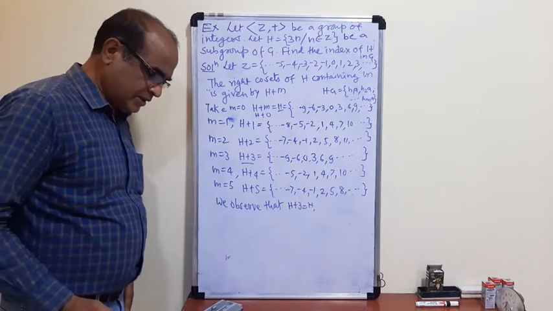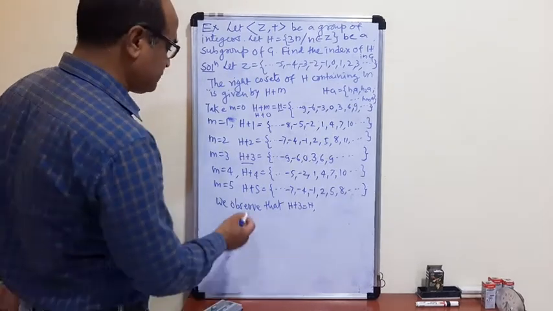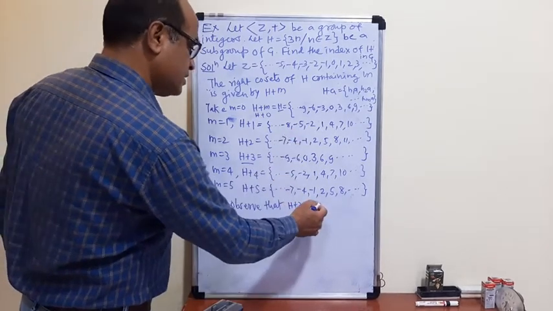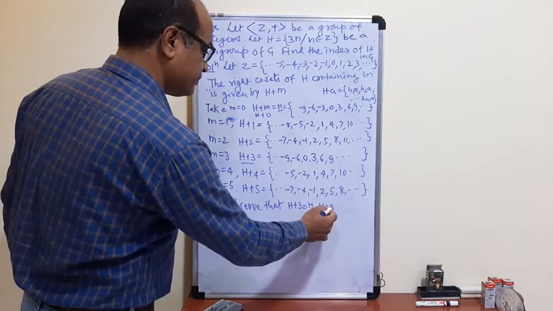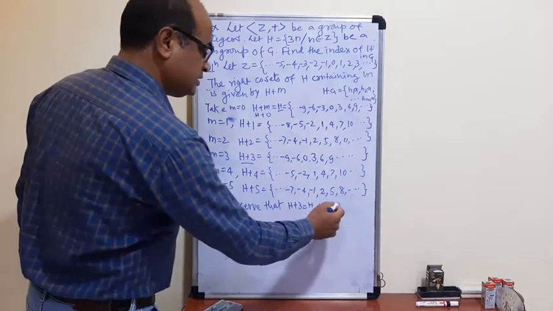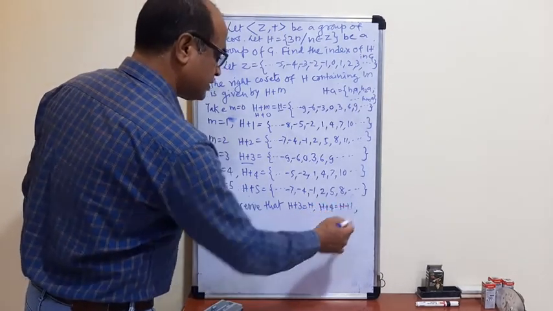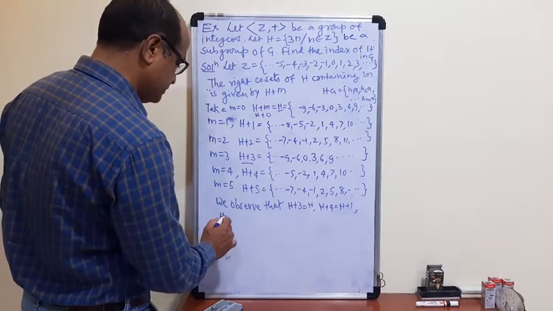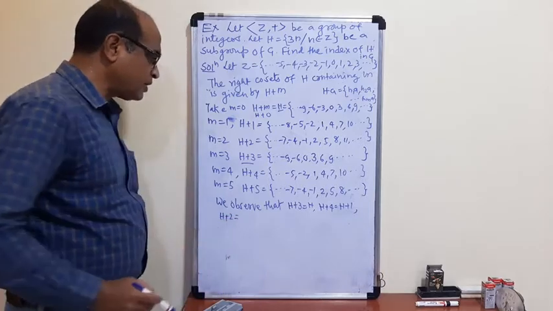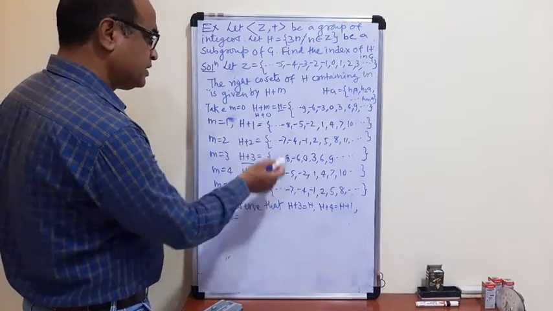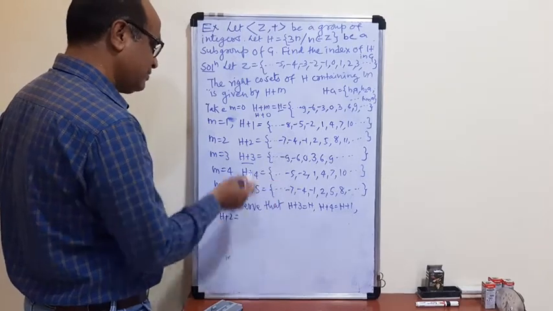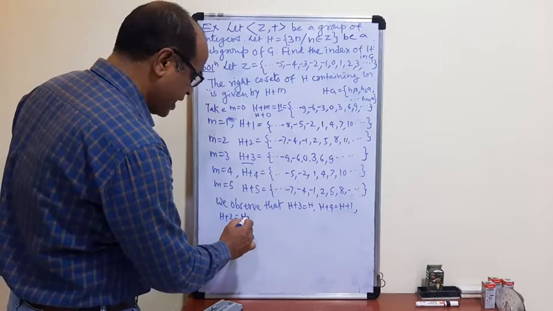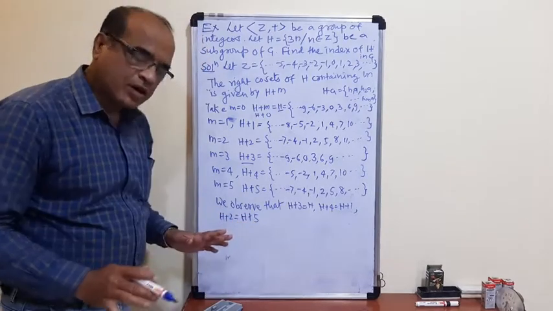Again, what happened here? H plus 3, H plus 4. So H plus 4 and this are the same. That is H plus 1. What is H plus 2? H plus 2, both sets are the same. So this right coset is equal to this right coset. So H plus 5, and so on.